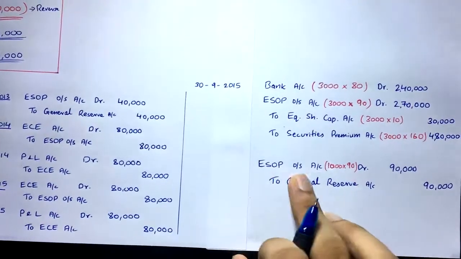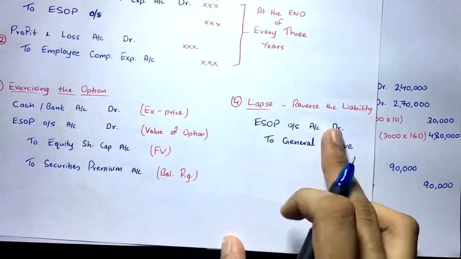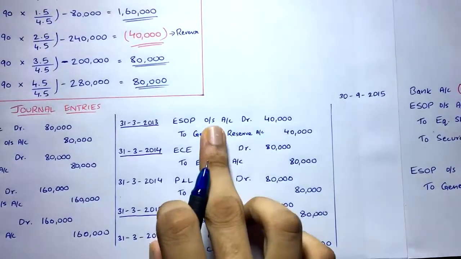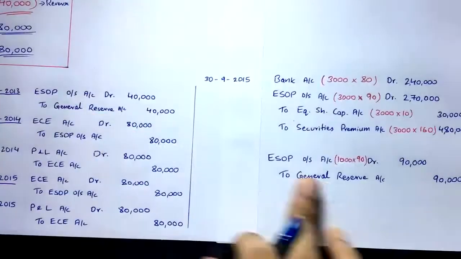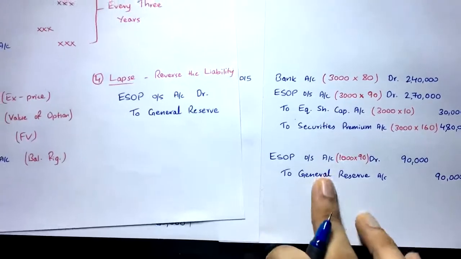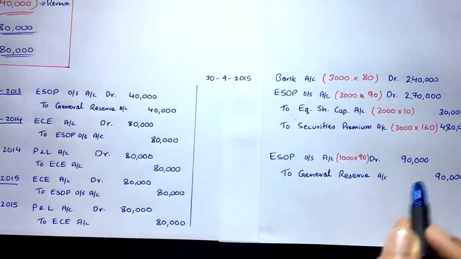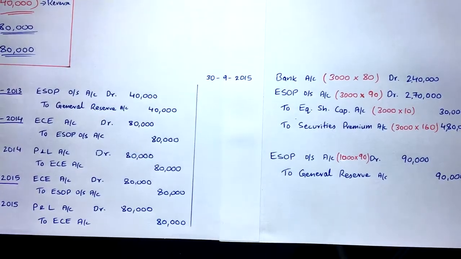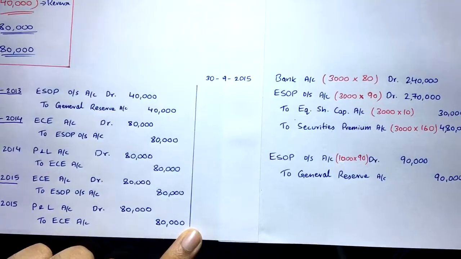So ESOP outstanding account, what's the entry for that? Whenever the options get lapsed, same entry: ESOP outstanding account debit, the entry which you passed over here. Whenever you get a negative figure, you have to pass this entry, and when the options lapse at the end, you also have to pass this entry. ESOP outstanding account debit to general reserve account. You are transferring this locked reserve to general reserve, free reserve. So 90,000, 90,000.